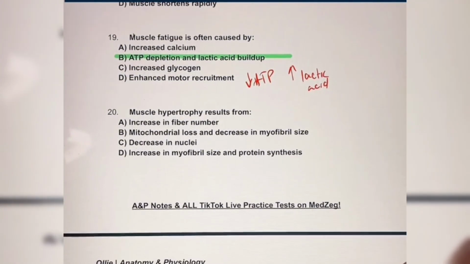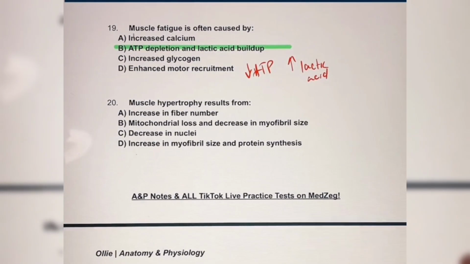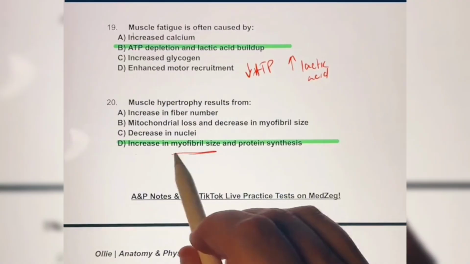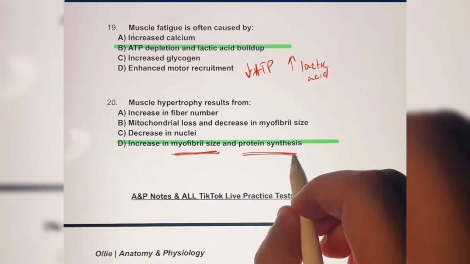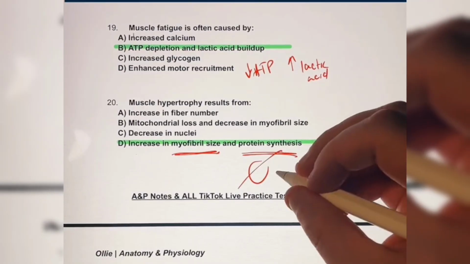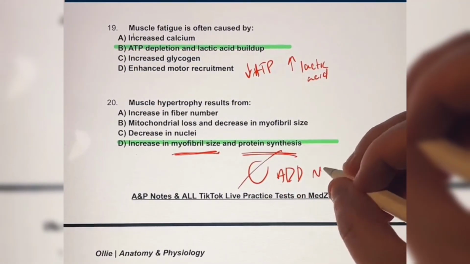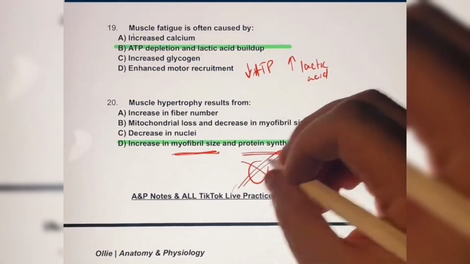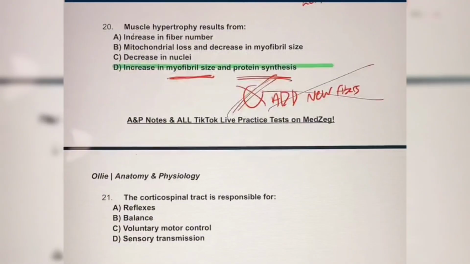Number 20, muscle hypertrophy results from what? A, B, C, or D? Number 20, the answer is D. We increase in myofibril size and protein synthesis. So again, muscle hypertrophy, our muscle is growing by increasing the diameter of the fiber and the contractile proteins. We do not add new fibers. So no, big no, we do not add new fibers.